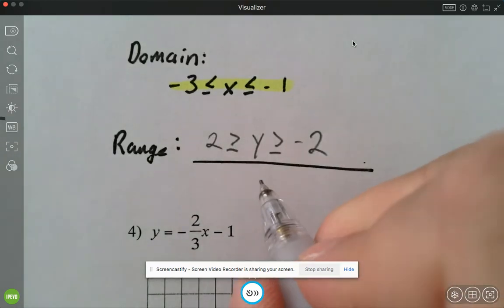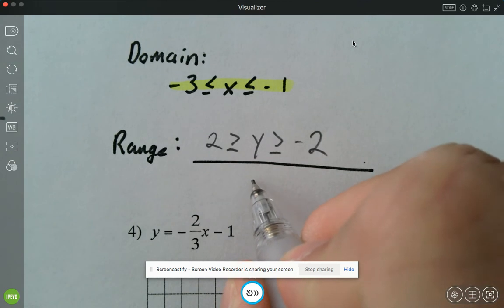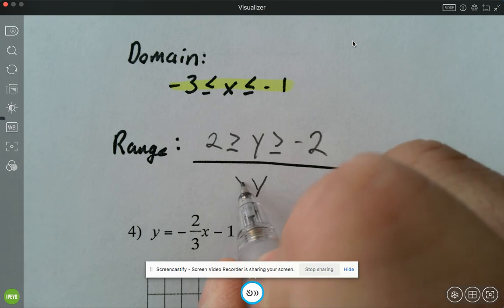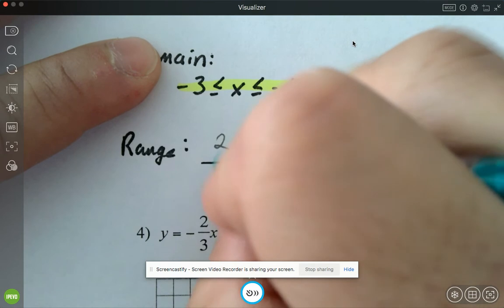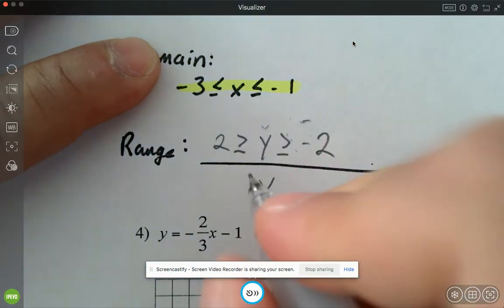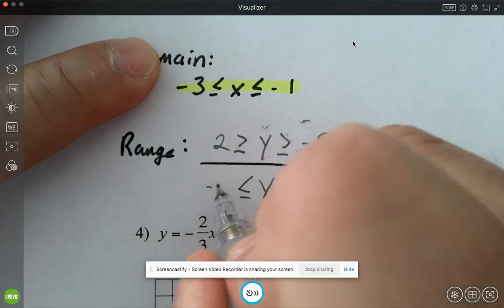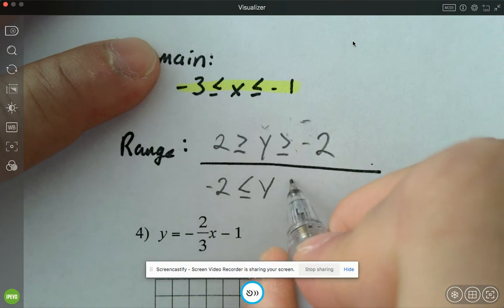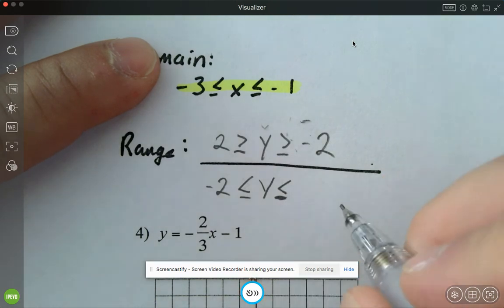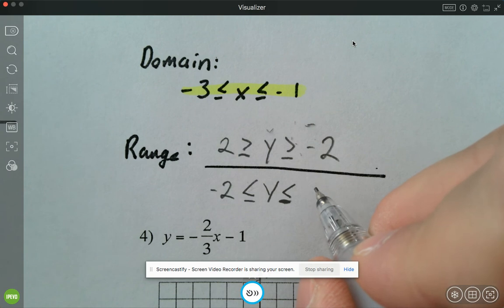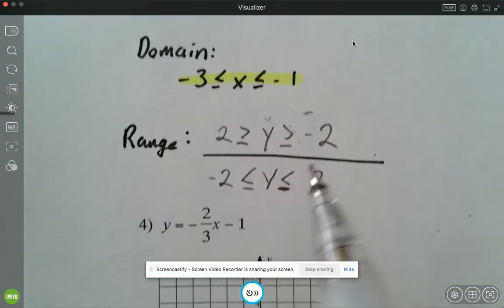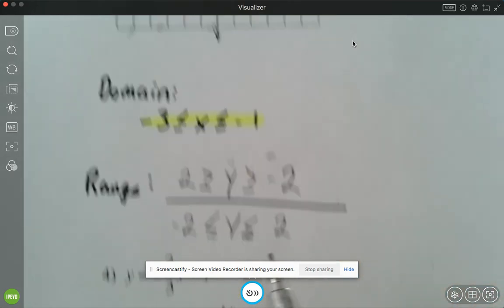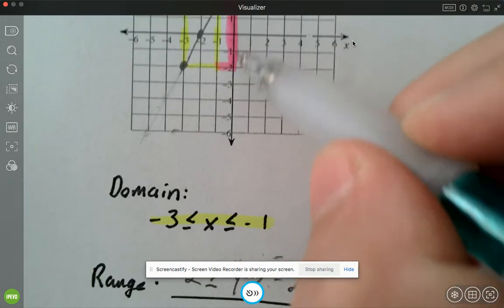So I could write that a different way too. If I started with y is less than or equal to, well, no, sorry, I'm doing it backwards again. The other way to write it is this way: y is greater than or equal to -2, and then less than or equal to 2. So let's double check that would work. So y is greater than or equal to -2, and less than or equal to 2.